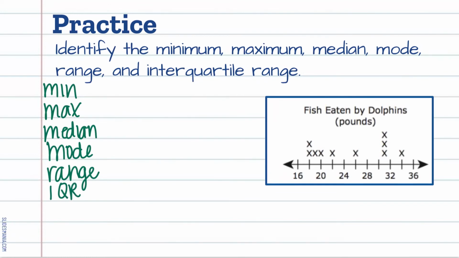My minimum is really easy to see right here. I have a minimum of 18. My maximum value that I have on my graph is going to be 34. That's the highest value where I have a data point. My mode, which has the highest frequency, is right here, and that's in between 30 and 32, so that gives us a value of 31 for the mode. I can calculate my range very quickly because it will be 34 minus 18, which is 16.